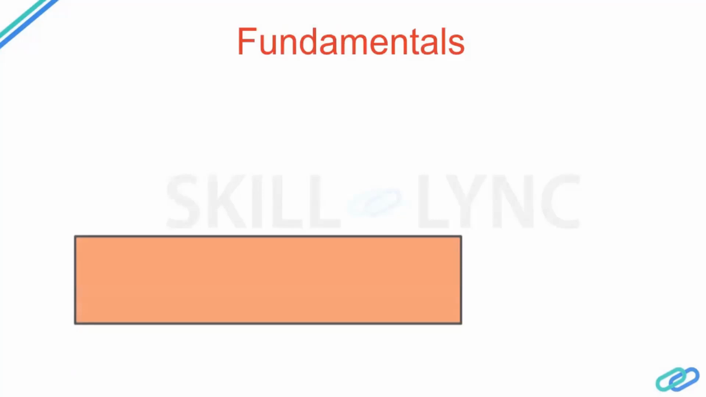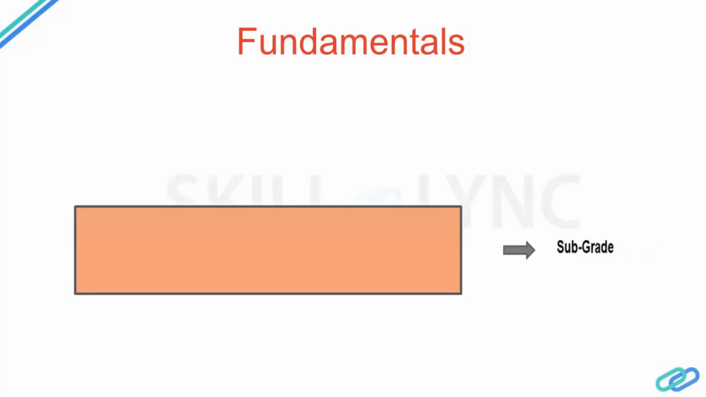Coming to the fundamentals of what a highway is. The first thing that you see is the subgrade, the lowest layer. What we want, when a vehicle commutes on a pavement, is for the load to be transferred to the ground safely without damaging any of the layers above.